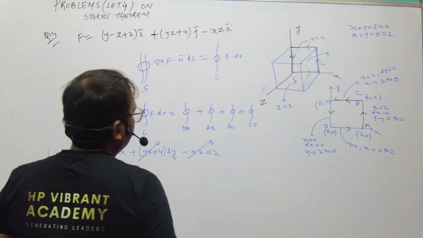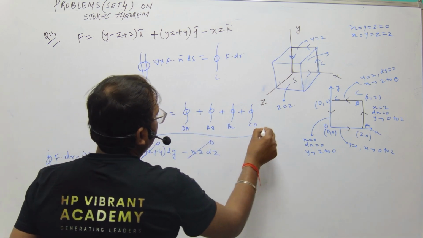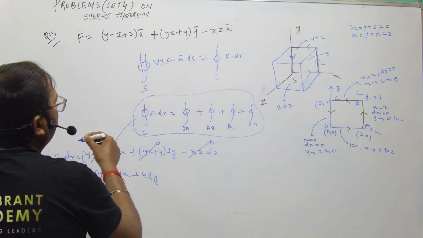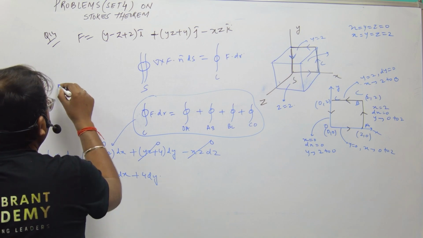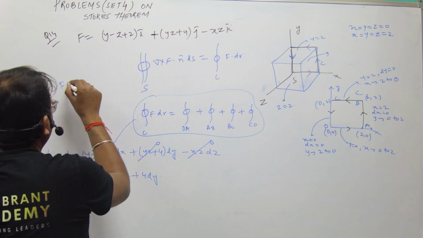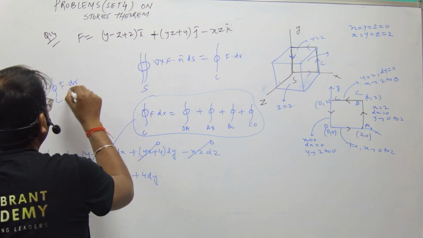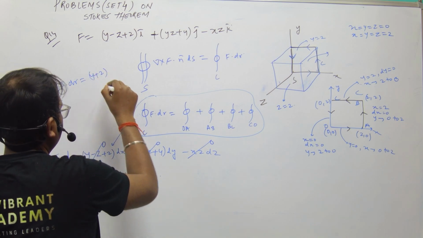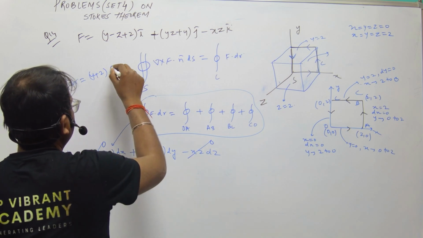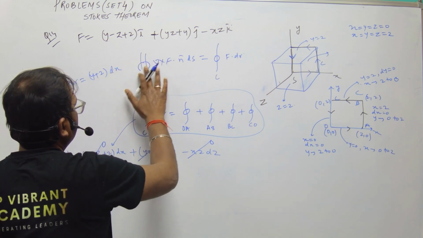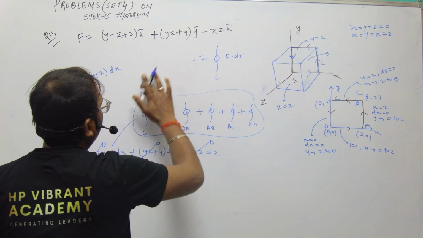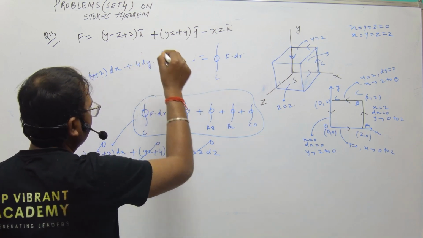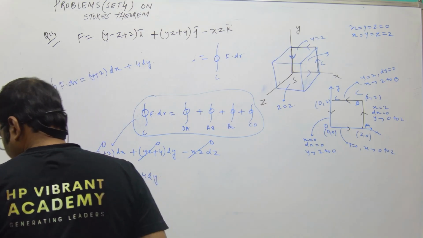Okay, let us calculate this particular value. So f dot dr along the curve C is equal to (y plus 2) dx plus 4 dy. Okay, so let us calculate one by one.